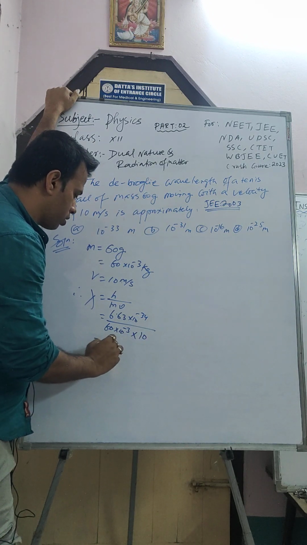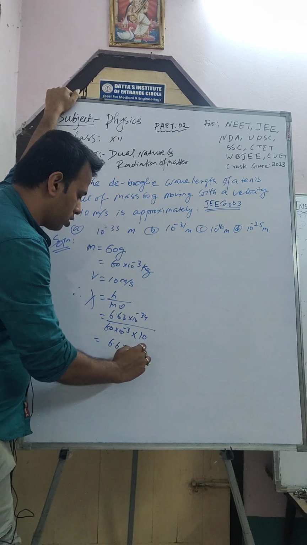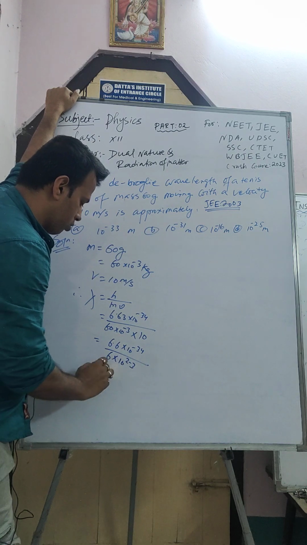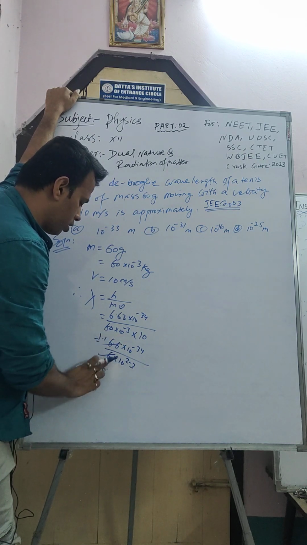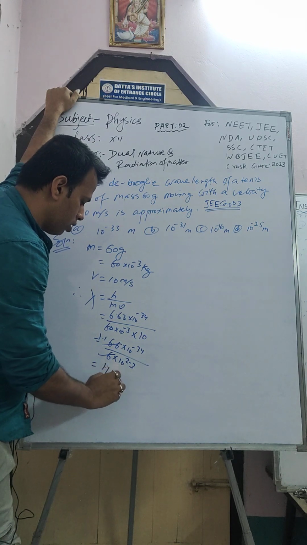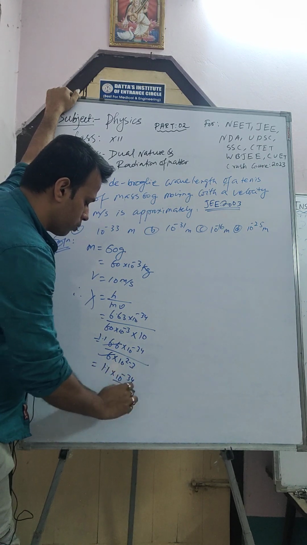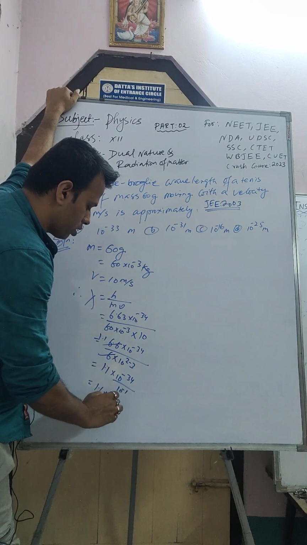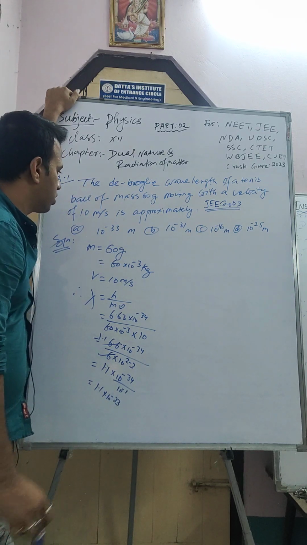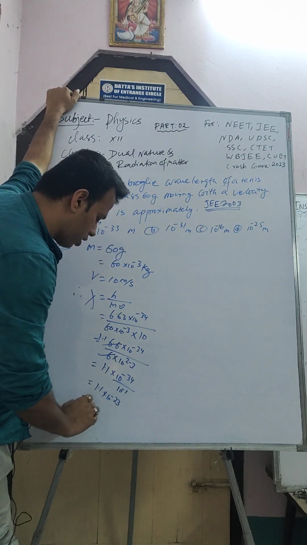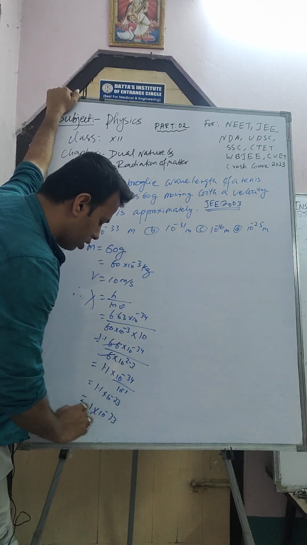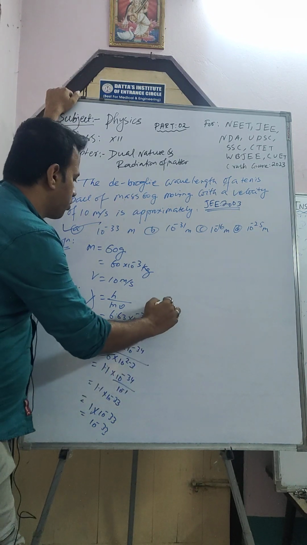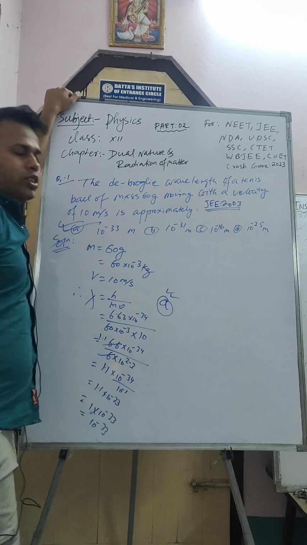So it will be 6.6 into 10 to the power minus 34 divided by, if we multiply, 10 to the power 2 minus 3. So 6.6, if I cancel this, it will be 1.1. So 1.1 into 10 to the power minus 34 divided by 10 to the power minus 1. So it will be 1.1 into 10 to the power minus 33. So which option is correct? Option A is correct. We can write 1 into 10 to the power minus 33. Option A is correct. So it's so simple.